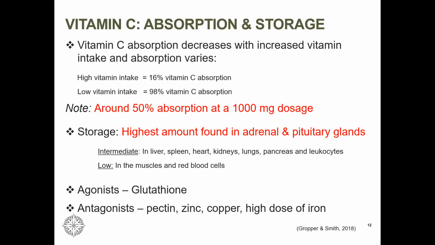Okay, now it's written antagonist. So pectin, zinc, copper, high dose of iron. Now, is that a contradictory statement? What do you say? How can iron be an antagonist to vitamin C? Again, it should be high dose of zinc, high dose of copper, or high dose of iron.